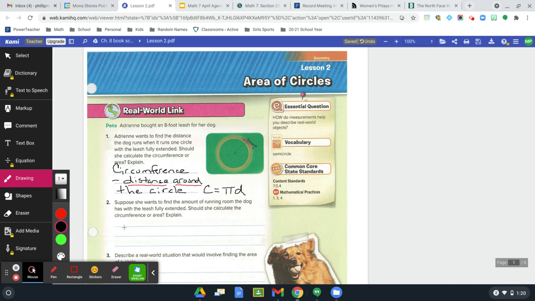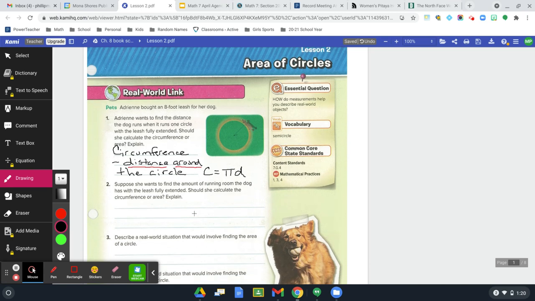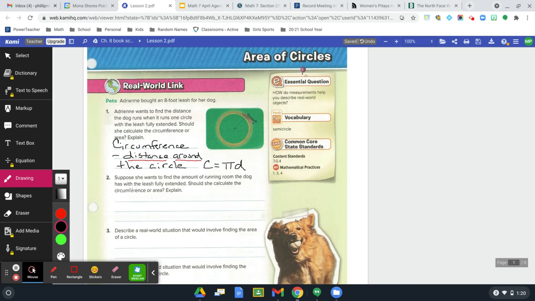Okay, number 2. So suppose she wants to find the amount of running room the dog has with the leash fully extended. Should she calculate the circumference or the area? The amount of running room the dog has. So now in this case, we're looking at area. She's going to want to figure out the area to see the amount of running room, the inside space inside that circle.